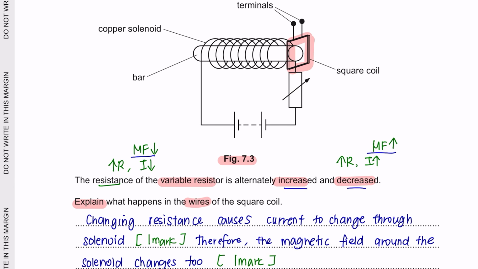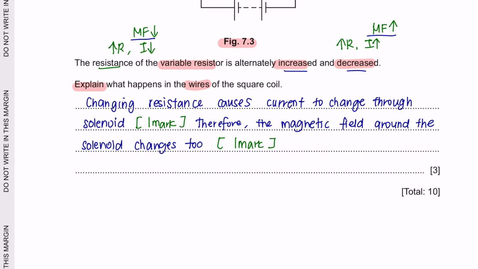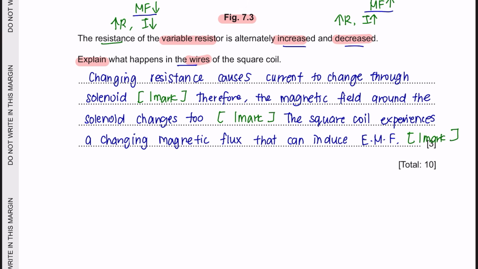So if the magnetic field in the copper solenoid changes, then the square coil that is placed near the solenoid will experience a changing magnetic flux. And this changing magnetic flux will now induce electromotive force in the square coil. This induced EMF is what drives a current in the square coil, if this forms a closed circuit. So as what happens in the wires, we can just mention that the square coil will experience a change in magnetic flux which then induces electromotive force.